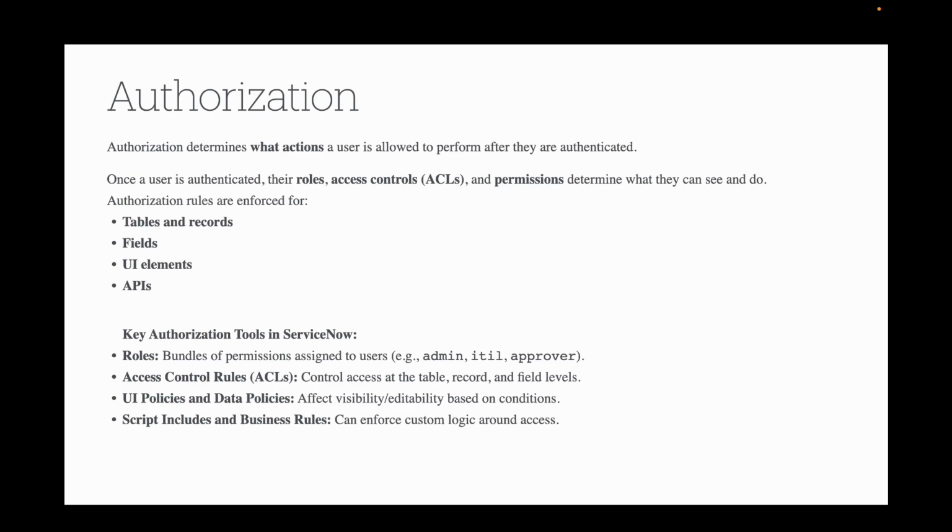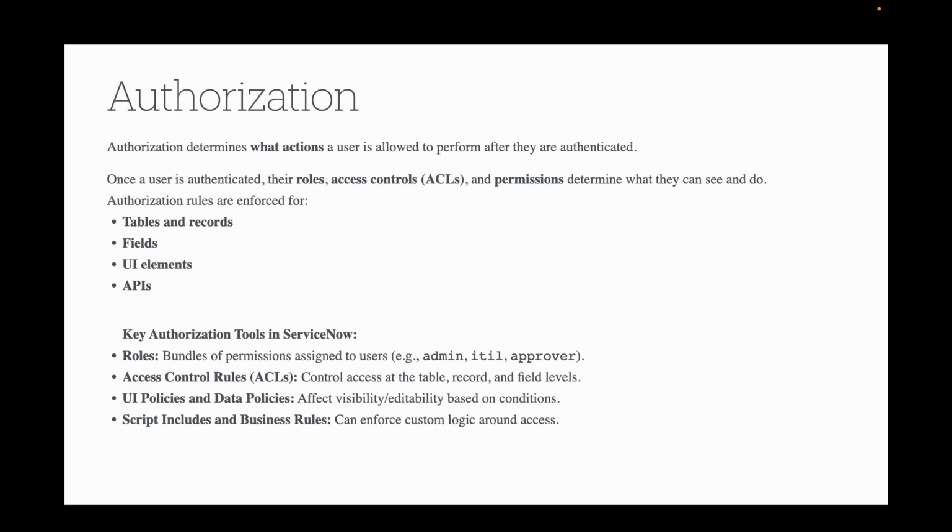Authorization rules are enforced in ServiceNow for tables and records, for different fields in those tables, for UI elements like front-end elements, and for the different APIs that we have, right? Now the key authorization tools used in ServiceNow. First, roles. Through roles, we can assign a specific role like admin, ITIL, or approver, or you can create your own custom role to provide to the user based on your specific requirement. Based on those roles, the user is either allowed or not allowed to do some task in the instance, right? Then we have access control lists, or ACLs.